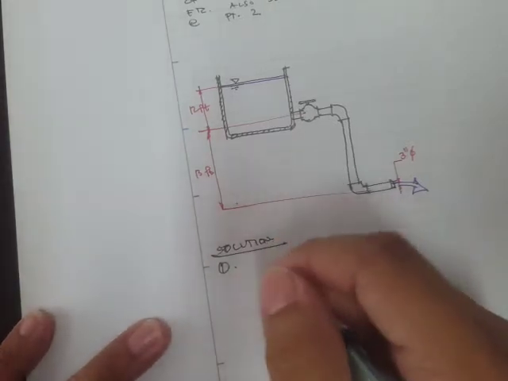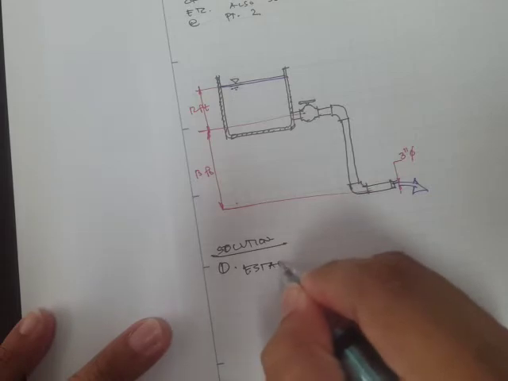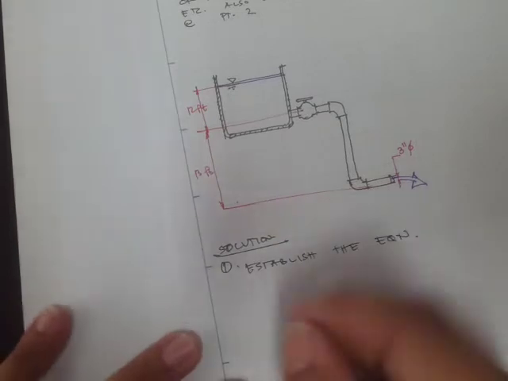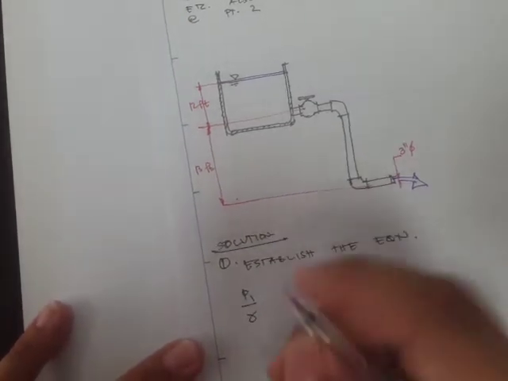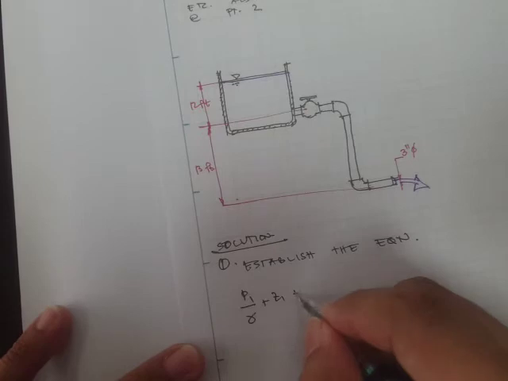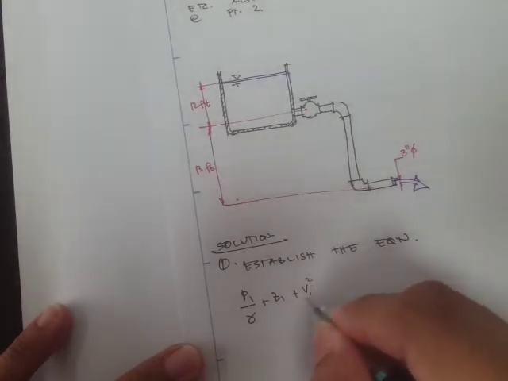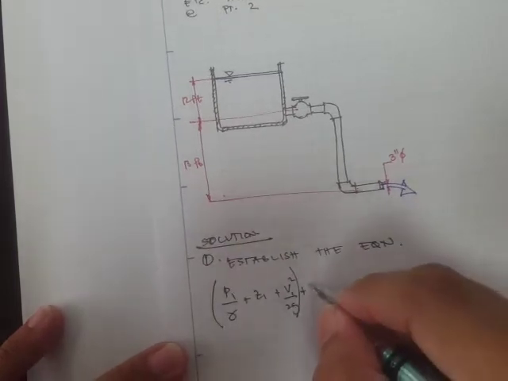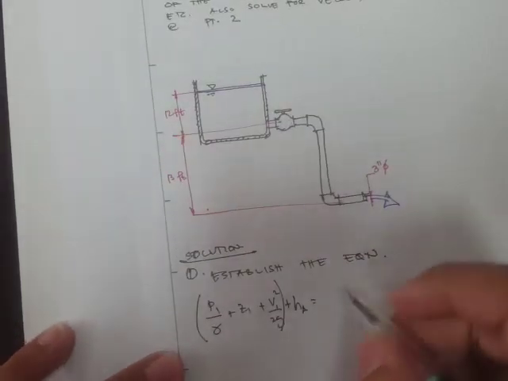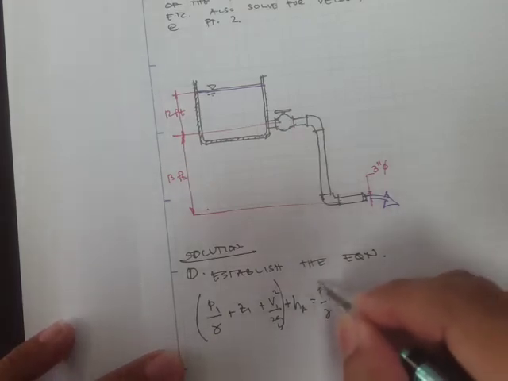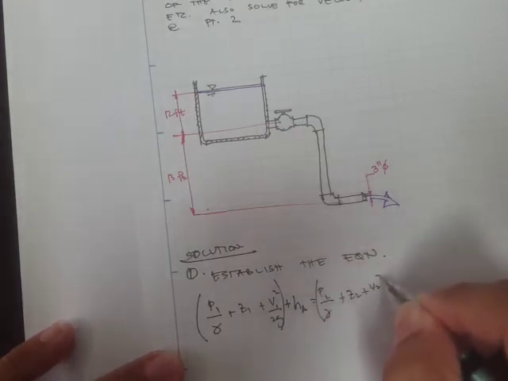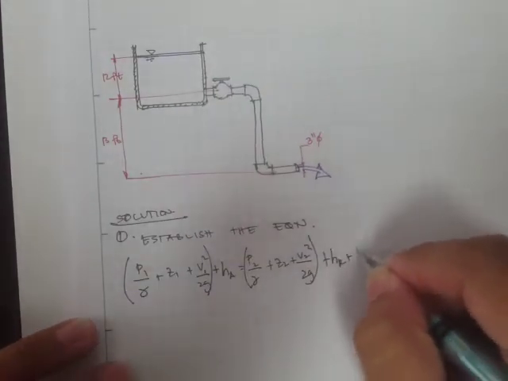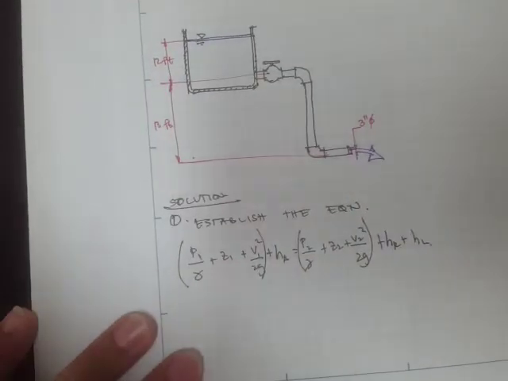So the first step to do is to establish the equation. Okay, so that's going to be our Bernoulli's equation: the pressure head plus the elevation head plus the velocity head, right? Plus for our pump, for example, our H sub A. Okay, and then this one at point 2, minus the H sub R, plus H sub L.